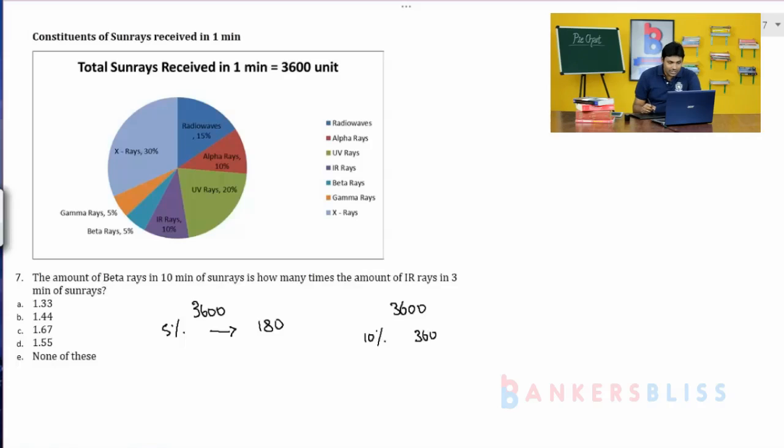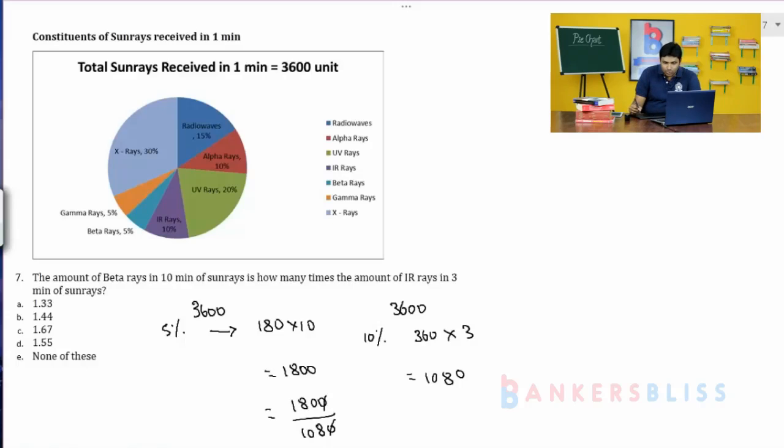But this has to be calculated for 10 minutes, which is equal to 1800, and this has to be calculated for 3 minutes, which is equal to 3. So 6 3s are 18, 1 carry, 3 3s are 9 plus 1 is 10, so 1080. So how many times will it be? 1800 divided by 1080. So now you have to solve.